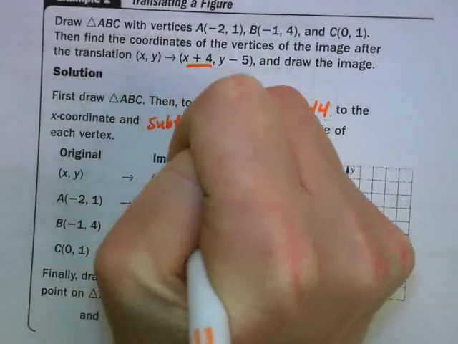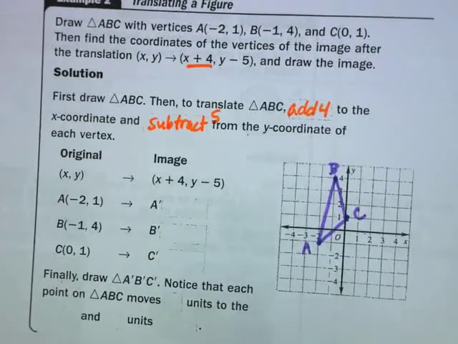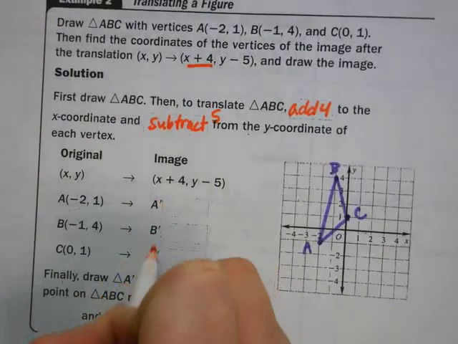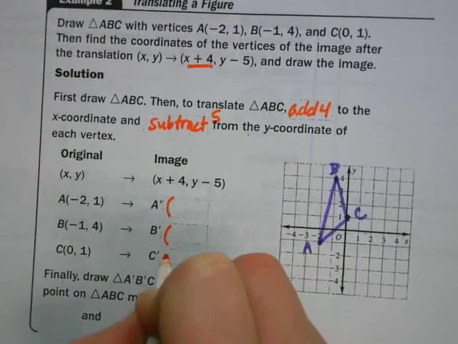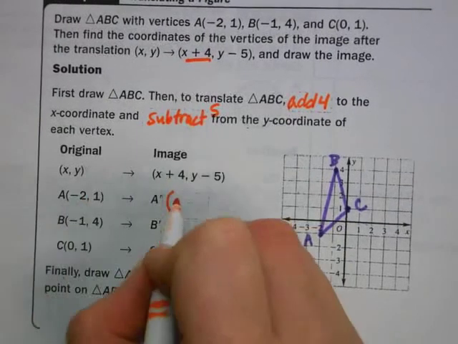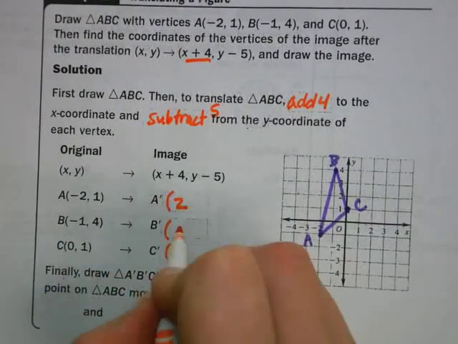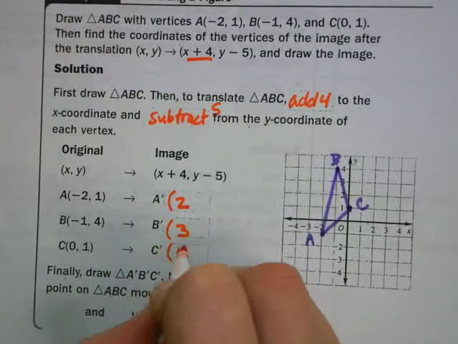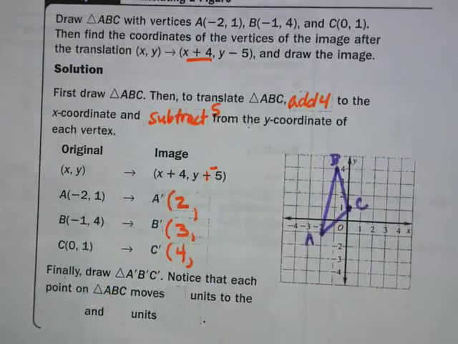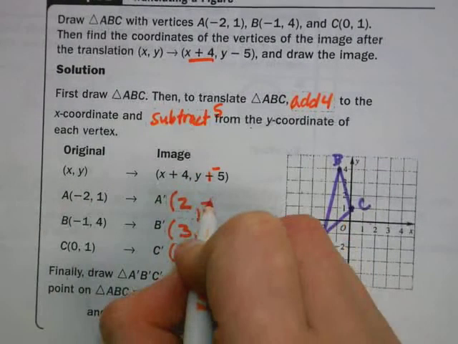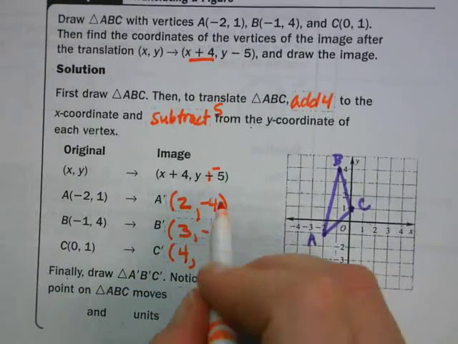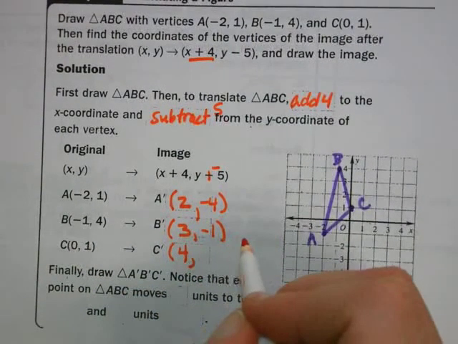And subtract 5 from the y coordinate of each vertex. Okay? So you're literally right now, my new A, B, and C, see it's A prime, B prime, and C prime. You're literally going to add 4 to the x's. I usually do all the x's and then go back to the y's. So add 4. So -2 plus 4 is 2. -1 plus 4 is 3. 0 plus 4 is 4. On the y's, we're going to subtract 5, or you can think of it as adding -5. 1 minus 5 is -4. 4 minus 5 is -1. And 1 minus 5 again is -4.